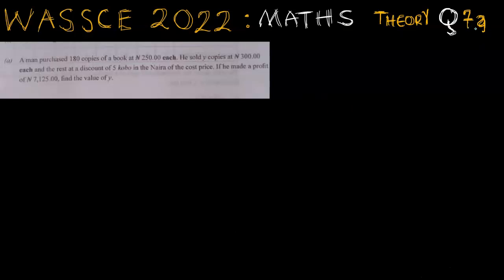This is theory question 7A in WAEC of 2022. It says, a man purchased 180 copies of a book at 250 naira each. He sold Y copies at 300 naira each and the rest at a discount of 5 kobo in the naira of the cost price. If he made a profit of 7,125 naira, find the value of Y.